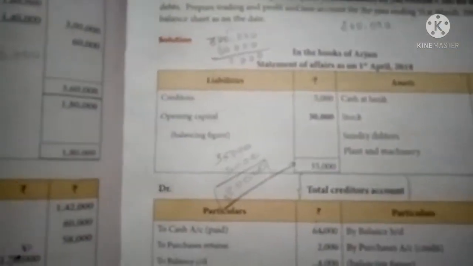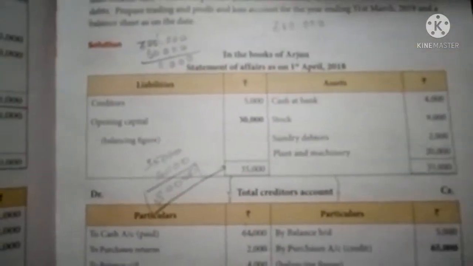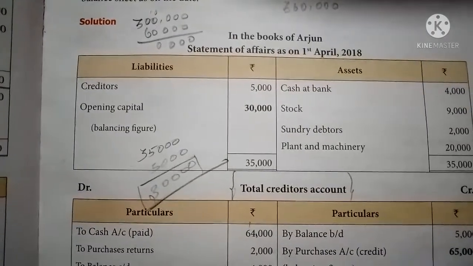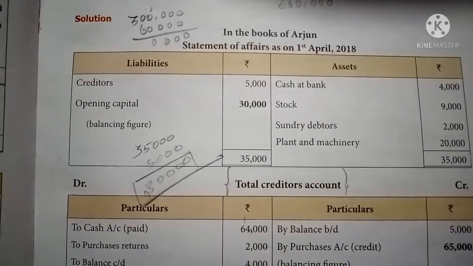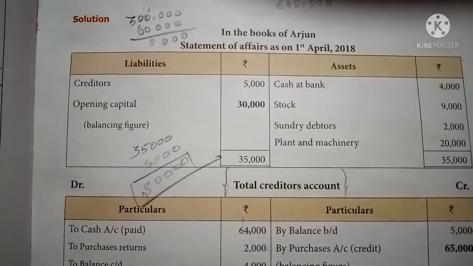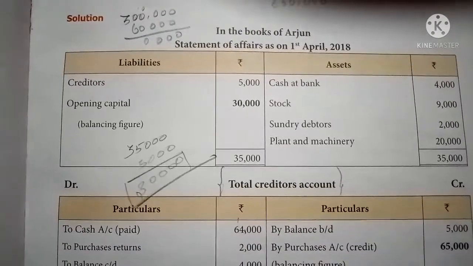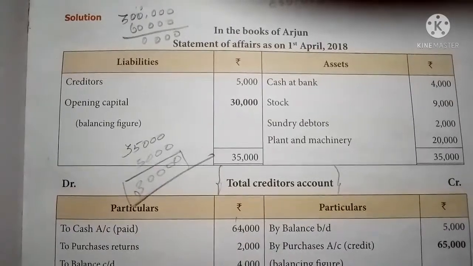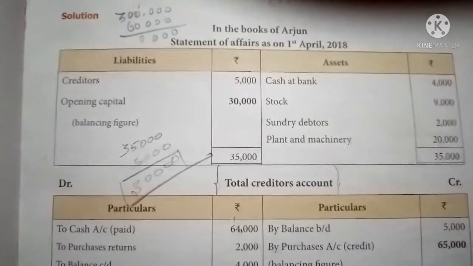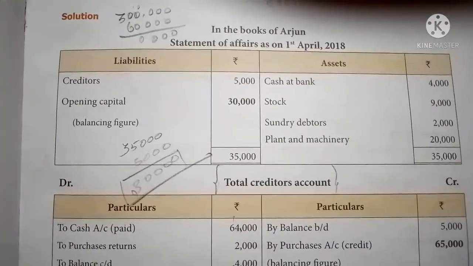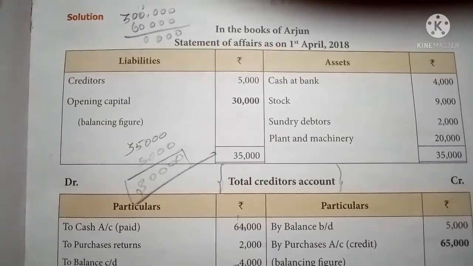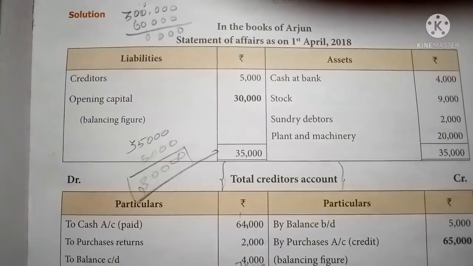So now let us see the solution. First you should prepare the statement of affairs, because in the given illustration there is no opening capital. So for finding out the opening capital you must prepare a statement of affairs. In the statement of affairs you should work it out using both sides of your accounts note. Debit side will be assumed as liability, credit side will be assumed as assets.